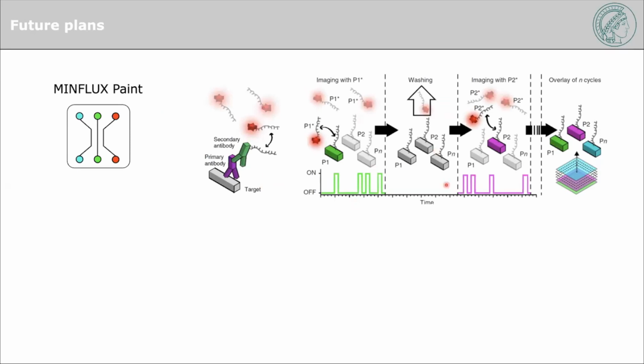We already have PAINT working in multicolor. PAINT is a way of labeling your protein, for instance, by using DNA homology and labeling with different imaging strands and different homology strands, labeling different proteins and targets in your samples.